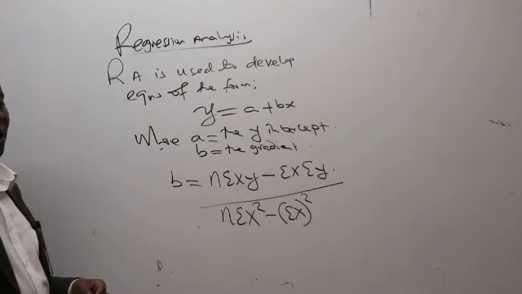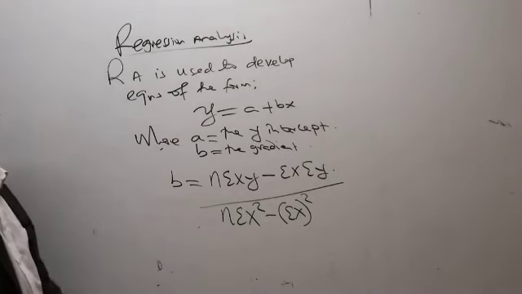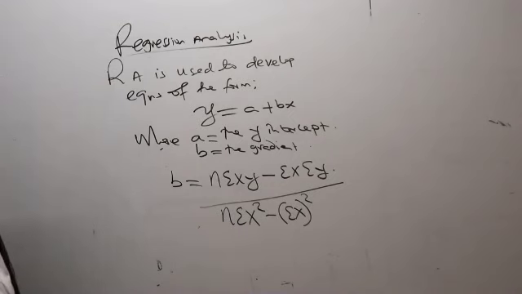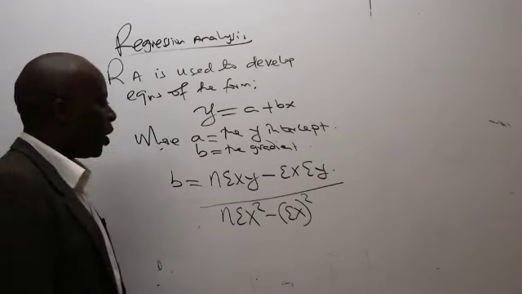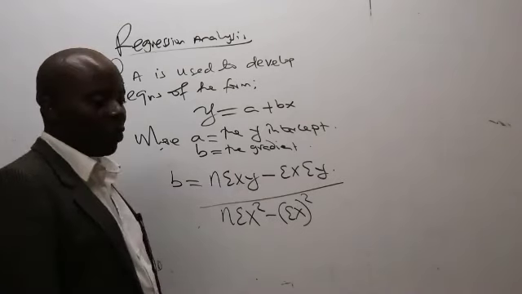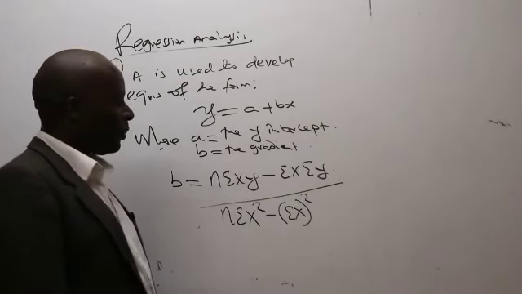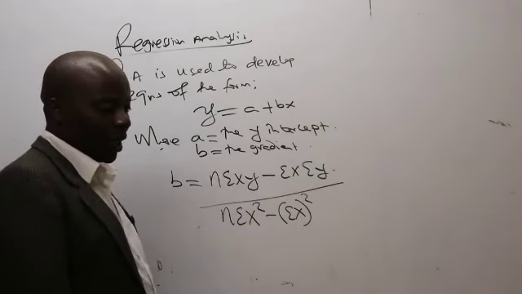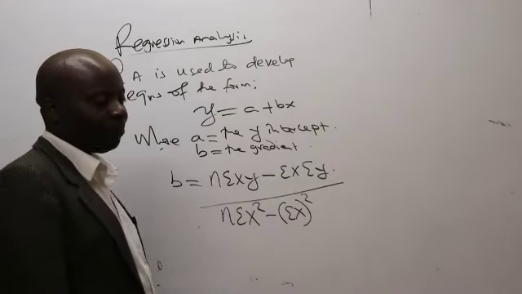The formula for getting b: n summations of xy minus sum of x, sum of y, all over n summations of x squared minus open brackets summation of x squared like that.